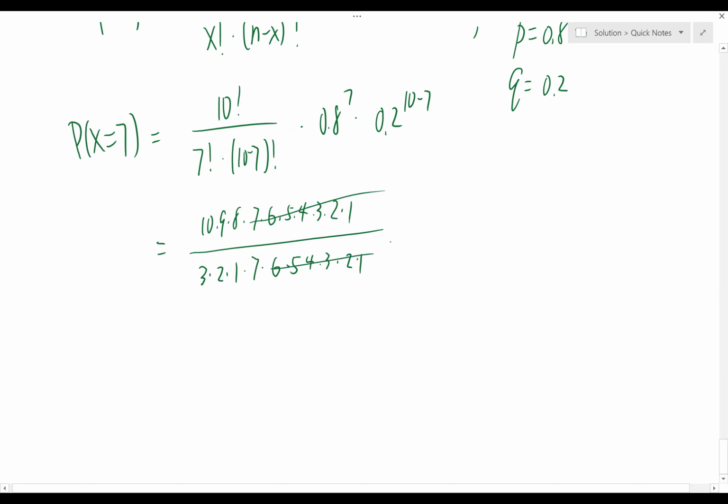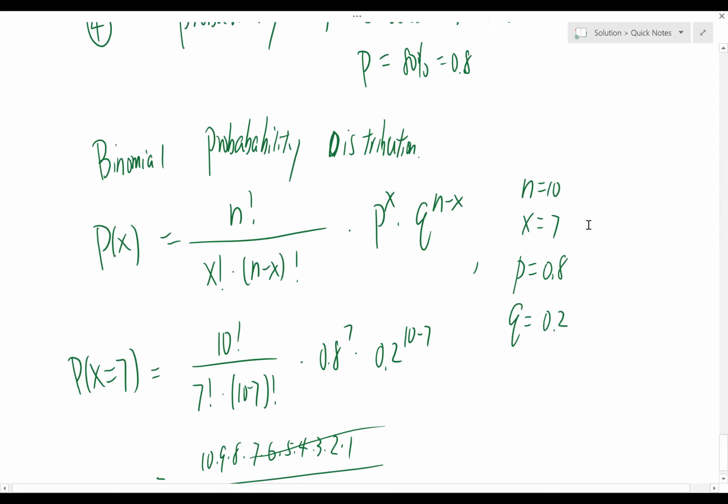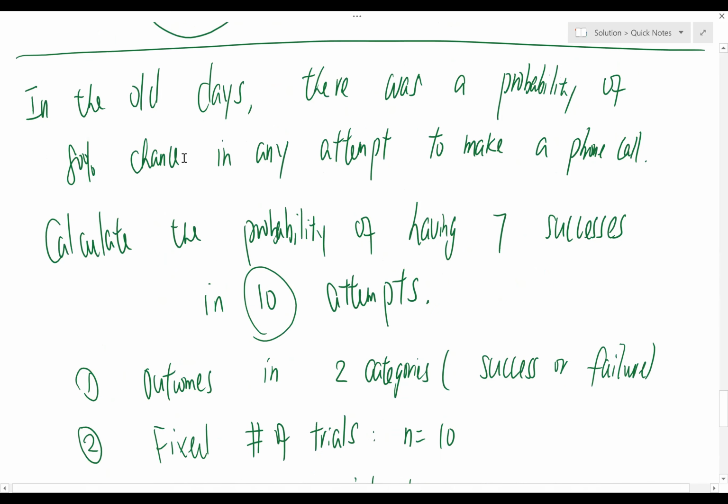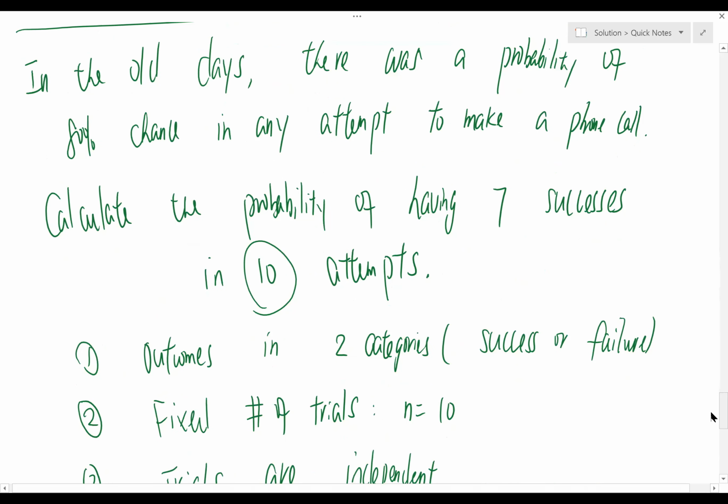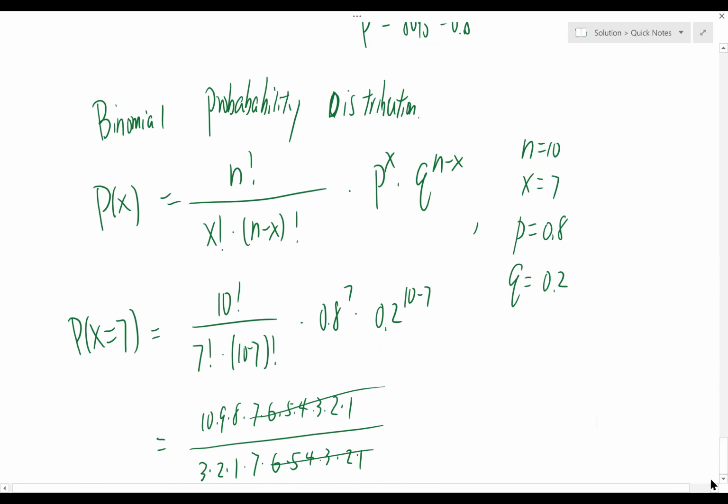Professor, I have a question. Yeah, sure. How did we get P equals 0.8 and Q equals 0.2? Okay. So here, P represents the probability of success. So you have an 80% chance in any attempt to make a phone call. So 80% is the probability of success. Oh, okay. It was in the question. Yeah, exactly. So the probability of failure means you have a 20% chance of failing to make a phone call, right? Yeah, that makes sense. I just didn't see it in the question. Thank you. No problem.